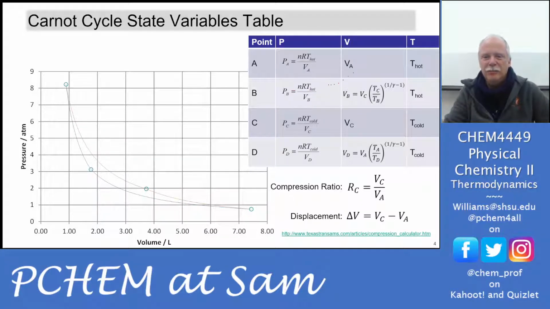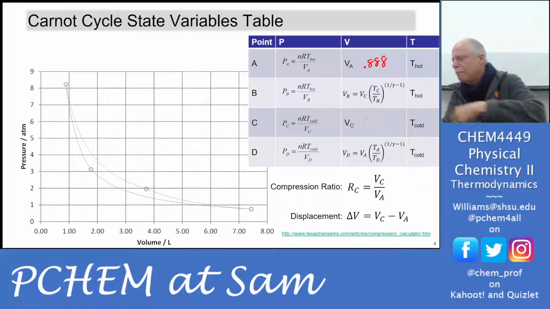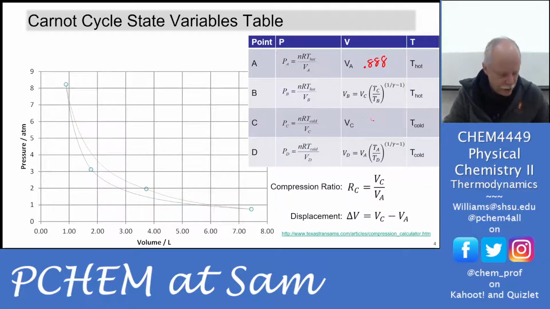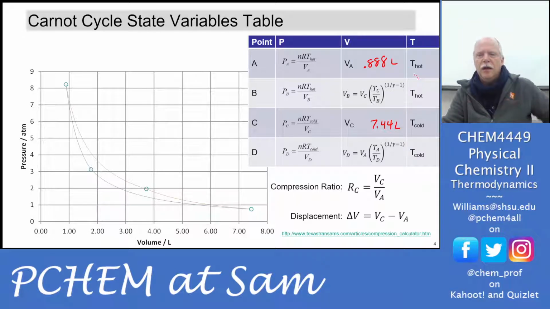Okay, so we have our state variables table. Our VA was 0.888. And BC was, help me out again, 7.44. Our hot temperature was 1780. And our cold temperature was 1350.